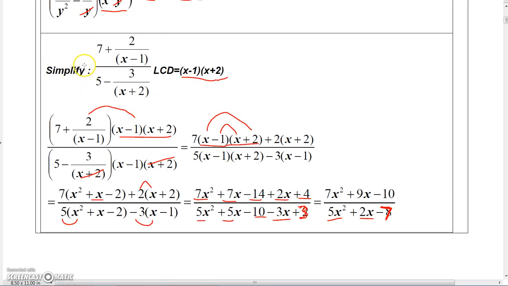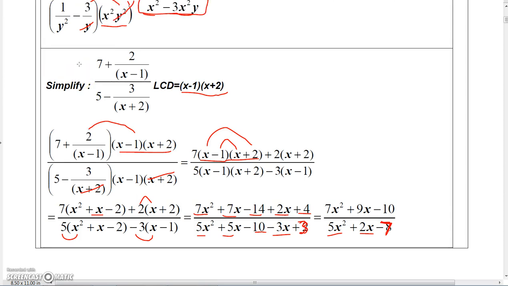Now another area that we have to do with polynomials is we have to learn how to factor polynomials. And I'm going to talk about that in the next video. I'll show you some factoring examples.